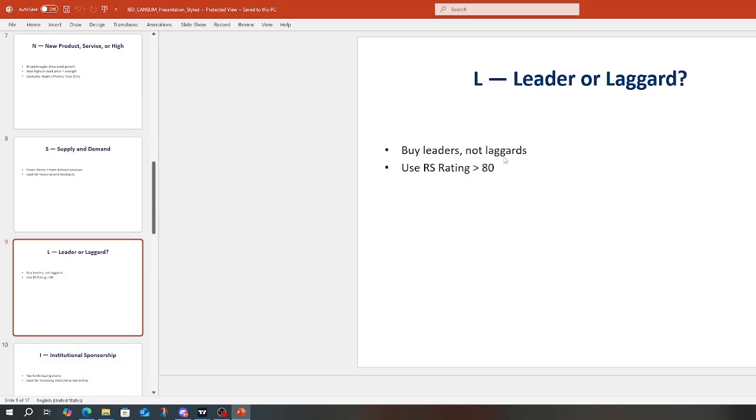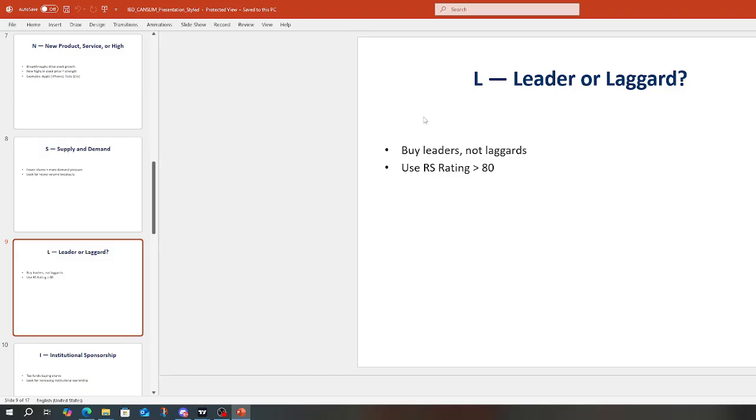Buy leaders, not laggards. We just talked about that. CANSLIM has a rating on their stocks. Normally, each stock has a rating, and they like to buy anything with an RS rating above 80. I don't follow this one here, this RS 80 strategy. To me, the stock has moved up a lot already, and that's how they benefit.